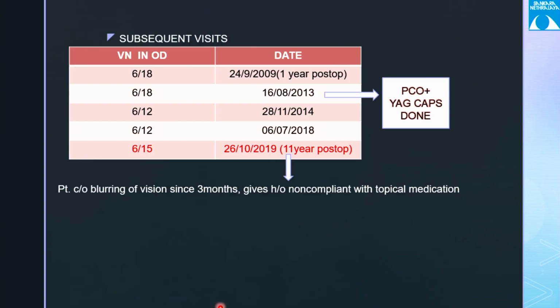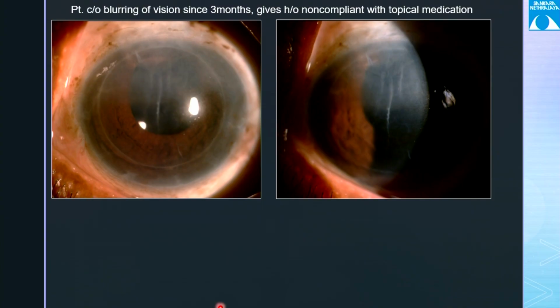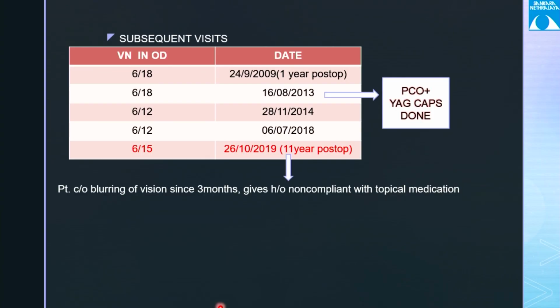And at 11 years post-op, she complained of blurring of vision since 3 months, and she gave a history of non-compliance with topical medication. She in fact withstood that episode where I had done a YAG capsulotomy. Post-operatively also, she has withstood that. So she has had a YAG cap also. Yes, ma'am. YAG cap, anything is an inflammation. So you need to note that. Post-YAG cap, there was no rejection episode.